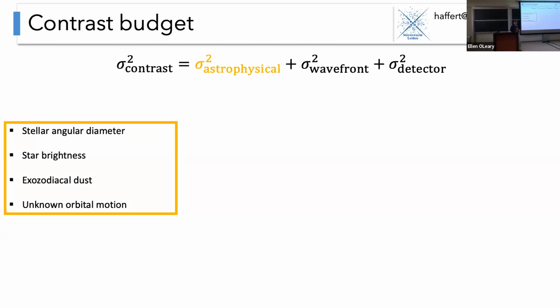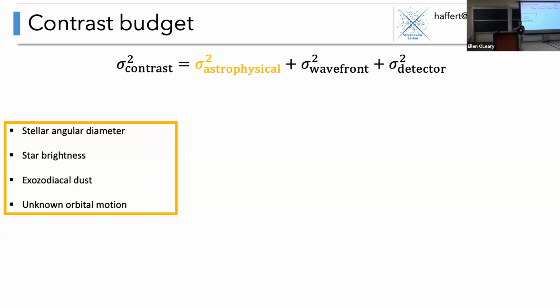So we have astrophysical noise that will be added, which is something we can barely do anything about. For example, the star has a certain stellar angular diameter. We cannot do anything about that. The star is just that size, and it's at a particular distance. Star brightness. A star has a particular brightness, so that means there's a certain amount of photons that will come in, which is important for wavefront sensing and control. There's exozodiacal dust, which was shown yesterday. And the other thing which is also important is there's unknown orbital motion of the planet that you're looking at.